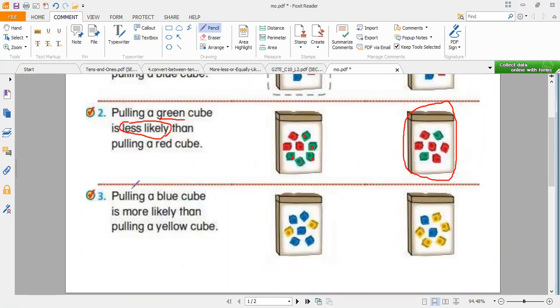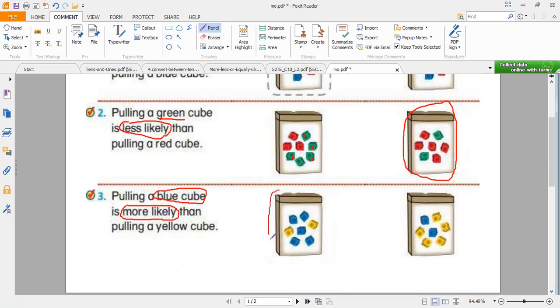Question 3. Pulling a blue cube, focus here. Blue cube is more likely than pulling a yellow cube. The blue cube will be more likely to pull than the yellow cube. Which means which bag has more blue cubes than yellow cubes?